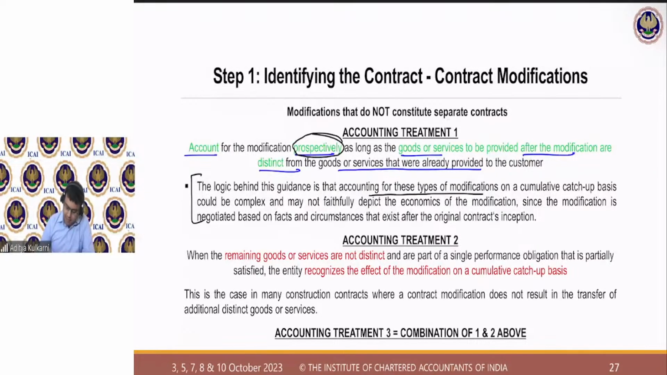this paragraph, don't read it right now. We will read it after we do accounting treatment 2.